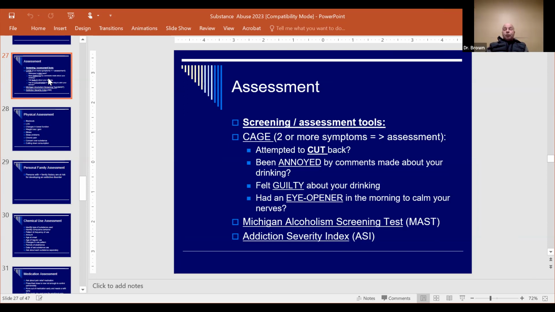Because a lot of patients that are addicted to alcohol, the very first thing when they wake up in the morning is that they want to take that drink. Okay. They want to take that drink. So if they score 2 or more out of this, they need to be referred. And the other 2 assessments on there is the MAST test, the Michigan Alcohol Screening Test, and the Addiction Severity Index. You don't need to know that, but you do need to know the CAGE assessment.